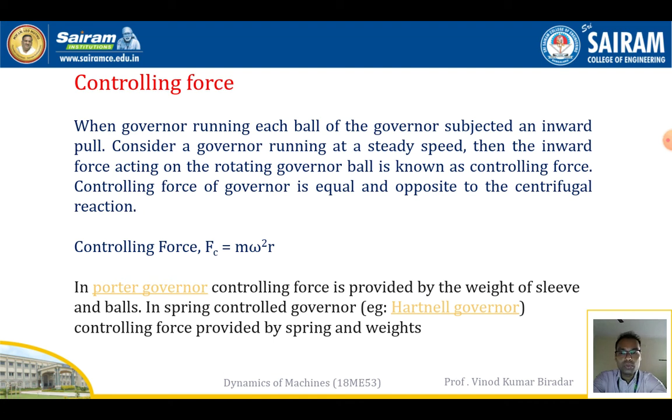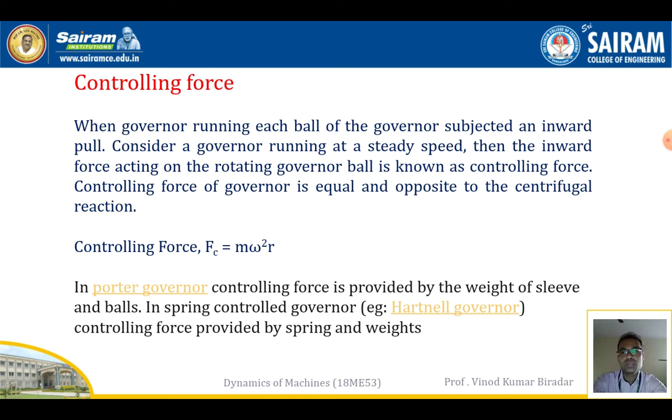In a Porter governor, controlling force is provided by the weight of the sleeve and the ball. In a spring controlled governor, that is a Hartnell governor, controlling force is provided by the spring and weight. These are the two differences between the controlling force in the Porter governor and the Hartnell governor. So this is about the controlling force.